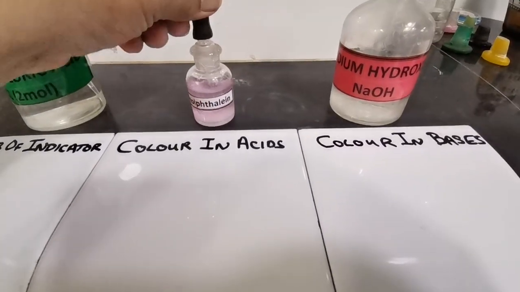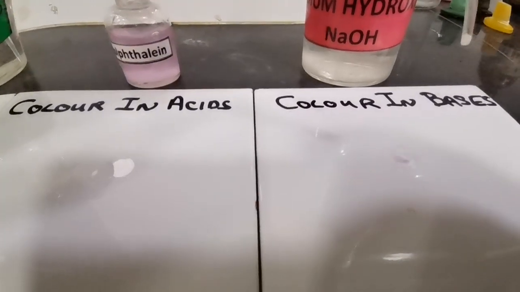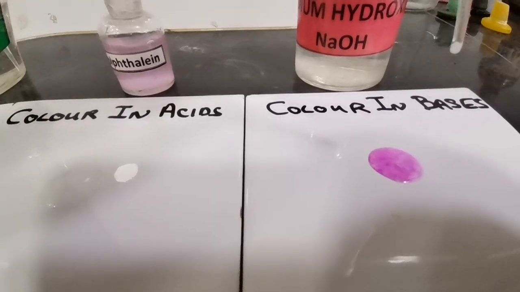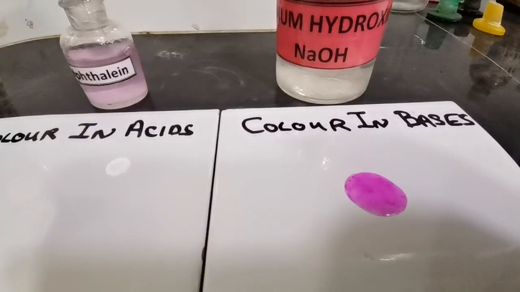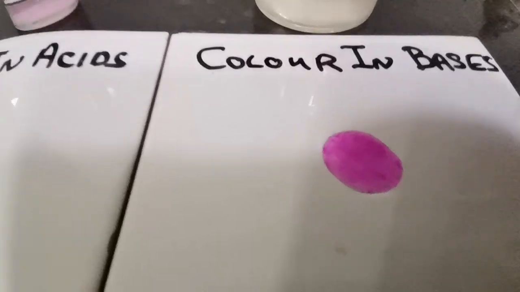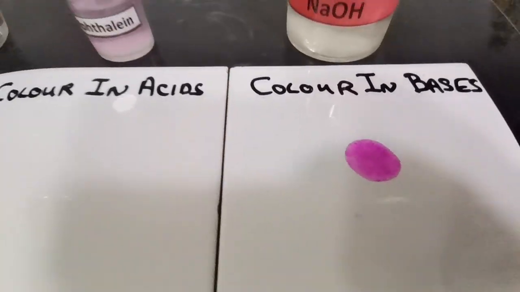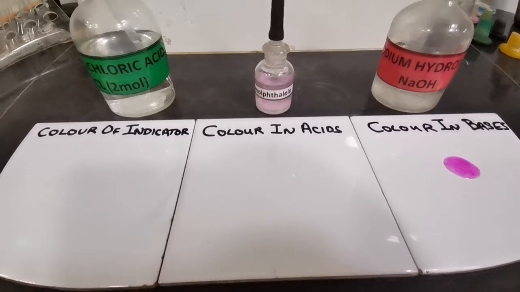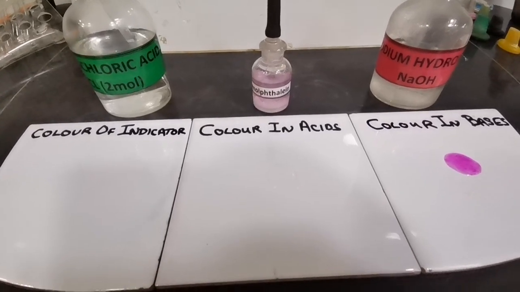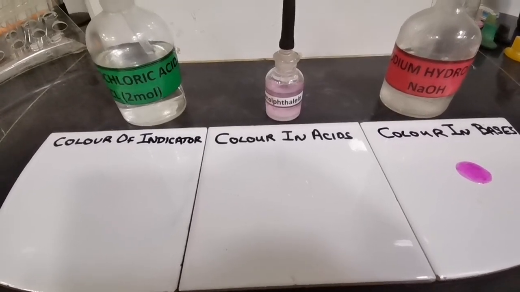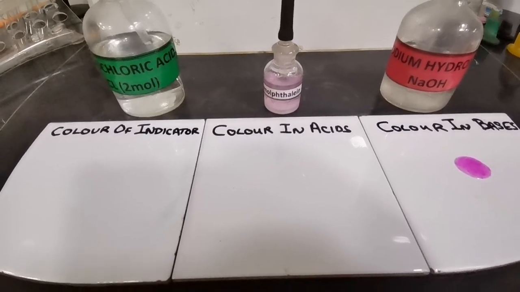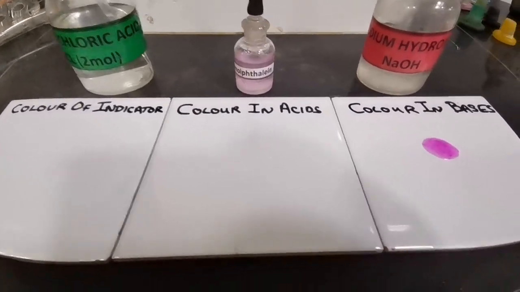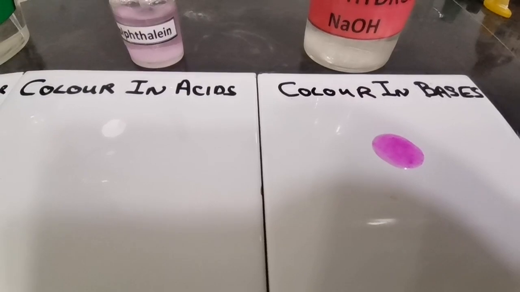Next we add phenolphthalein to NaOH, and as soon as we add phenolphthalein to NaOH, the color quickly changes to pink. So we have the results of the color changes for the indicator phenolphthalein. It has a very faint pink appearance, it has a colorless appearance in acids, and a pink colored appearance in bases.